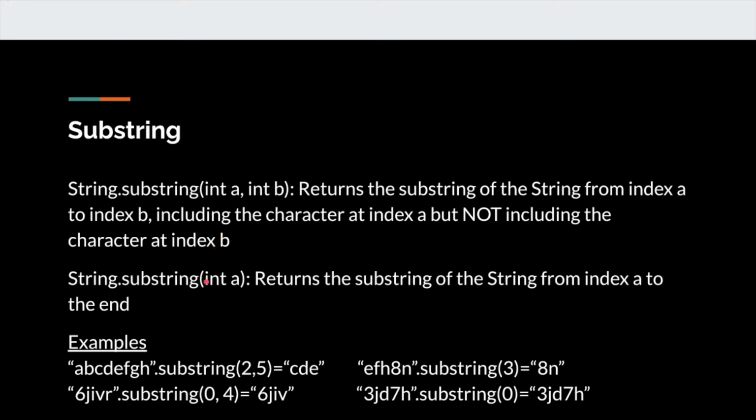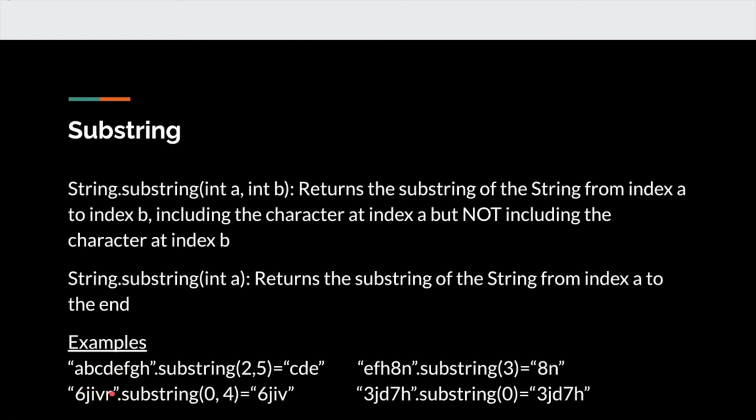And you can also just take one int as a parameter, and that will return the substring of the string from index A to the end. Here are some examples. abcdefgh.substring(2, 5), that's this C right over here, comma 5, which is this F right over here, would return CDE, because remember that you want to include this C right over here, but you want to exclude this F right over here.